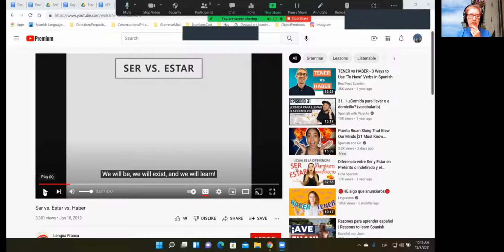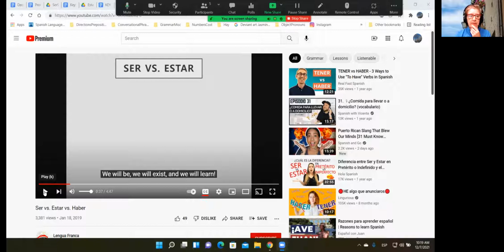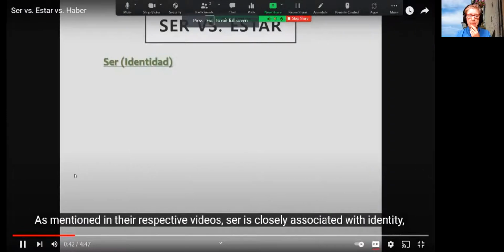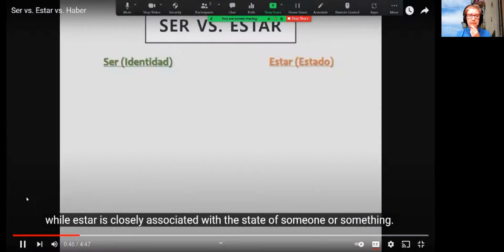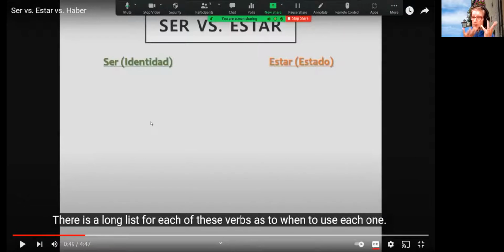And we're even going in the middle of the video. When we use ser, when we use estar. As mentioned in the respective videos, ser is closely associated with identity, while estar is closely associated with the state of someone or something. Okay, so ser is seen as more permanent, but don't get too hung up on that, because sometimes what we consider permanent in English, yeah. But your identity is permanent, right? Who you are is a permanent thing. And estar being a state, if somebody is in a state, that means they're in a certain condition, and that is changeable. That works.